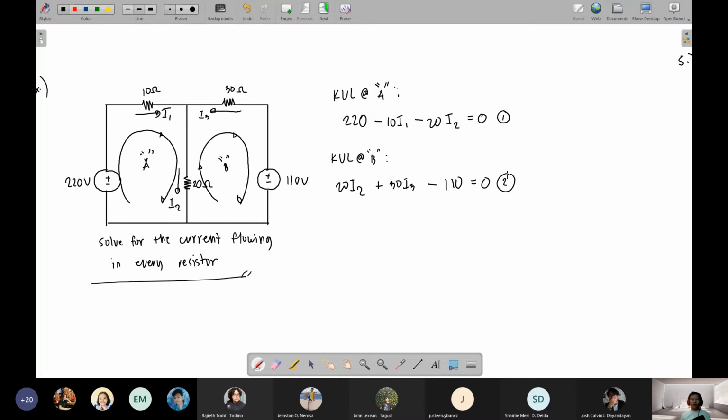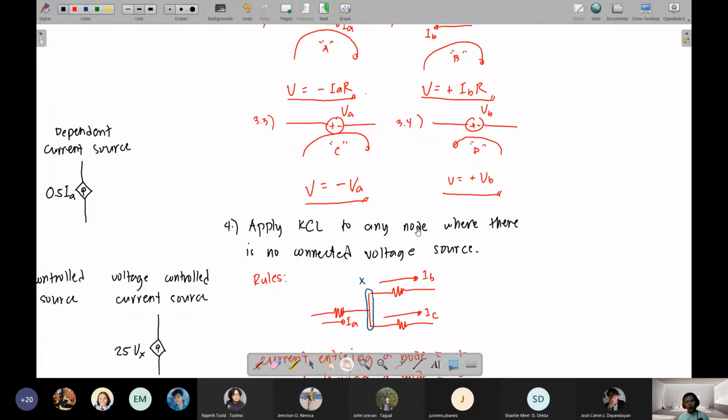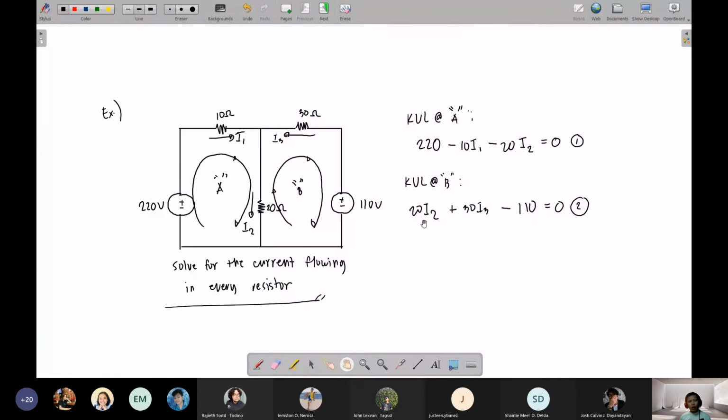Since we need 3 equations, we need 1 more equation. So where do we get the third equation, sir? Should we use a super loop? Again, as much as possible, do not apply super loop yet. Recall, we're not out of options yet. As I've said before, if in step 3 you still haven't achieved your required number of equations, you can proceed with step 4, which is to apply KCL to any node.